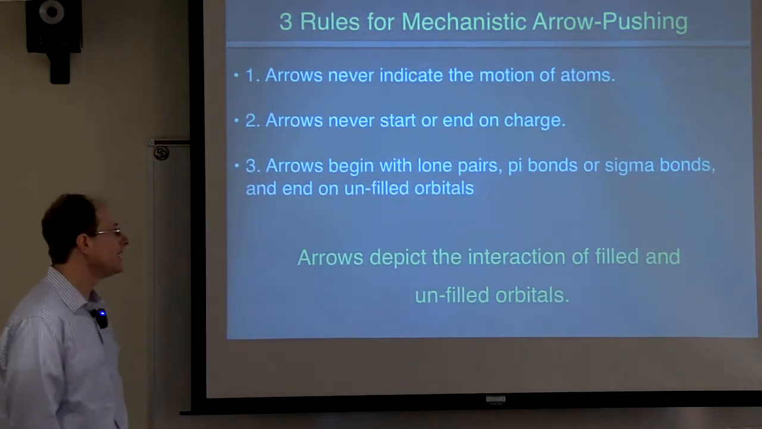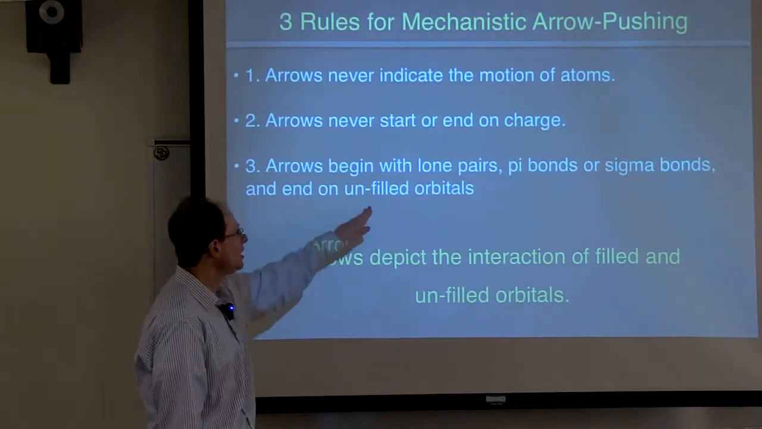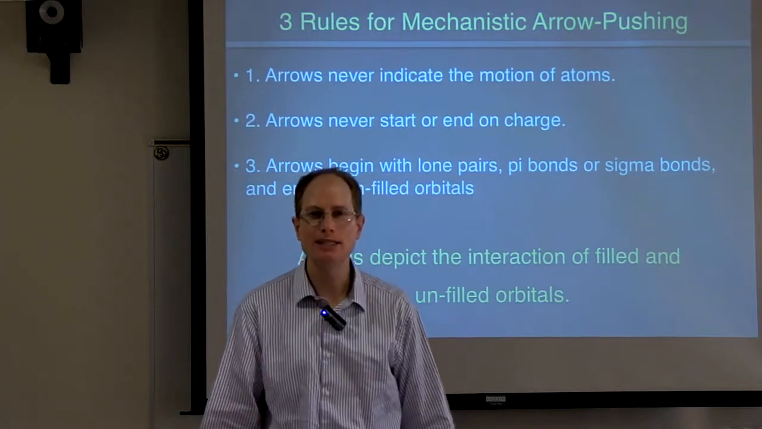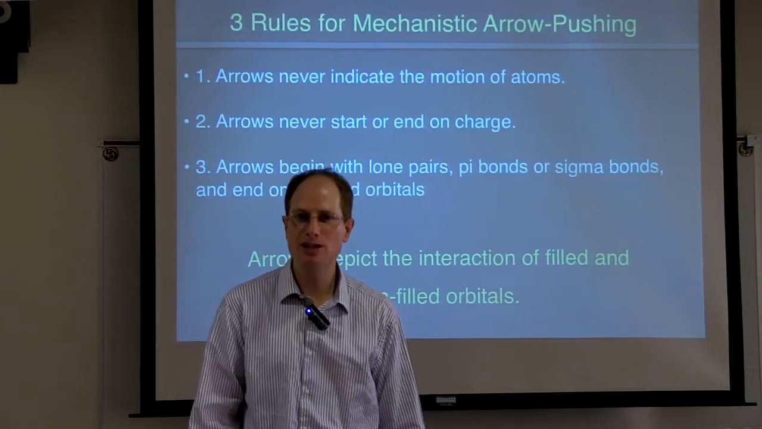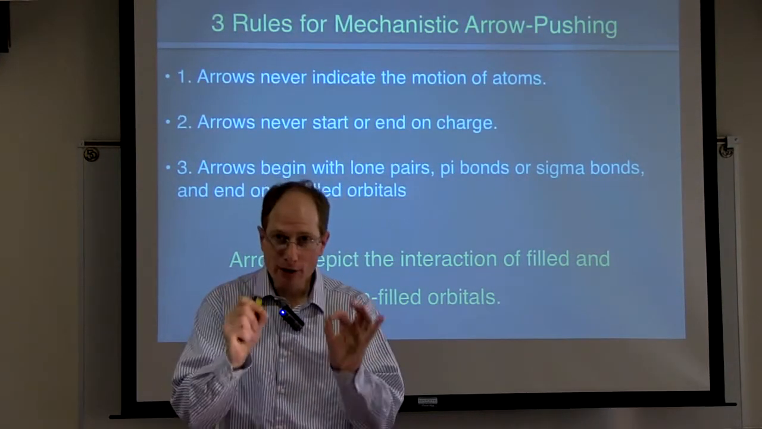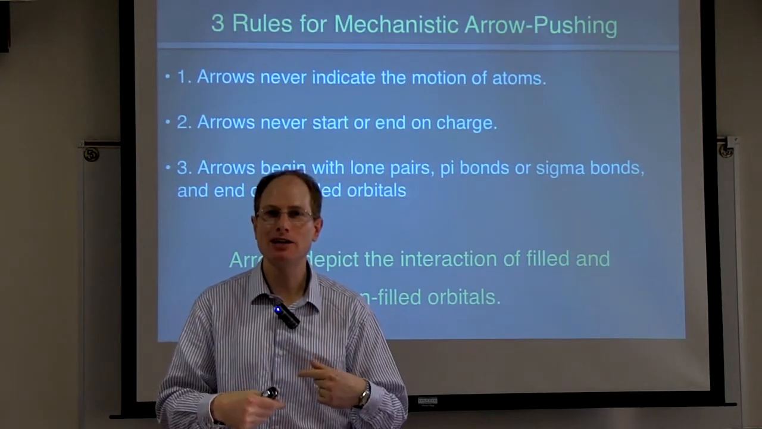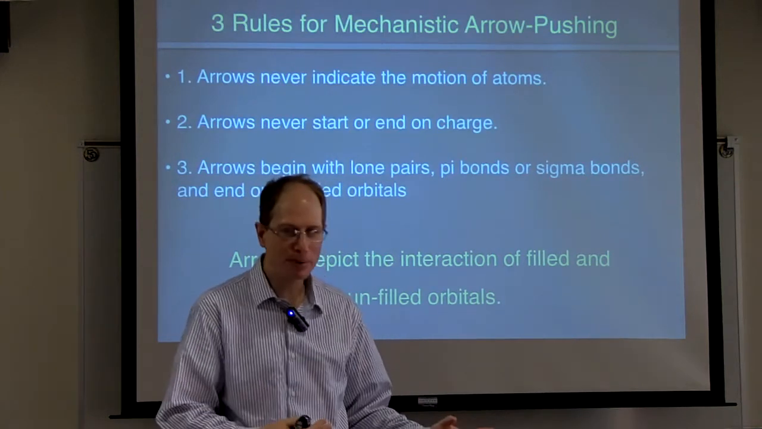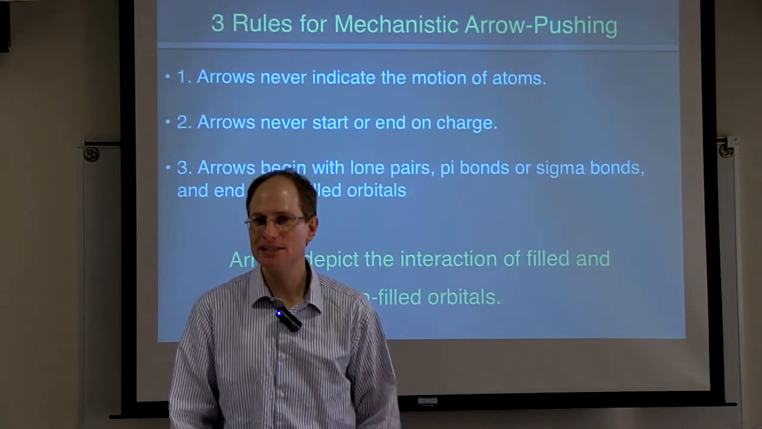Arrows begin with lone pairs, with pi bonds or sigma bonds, and end on unfilled orbitals. I want you to be really precise about how you draw these things. That precision indicates that you understand what is going on. Drawing your arrows to precisely end where that pi star orbital should be, you're telling me something. You're telling me a story. You're telling me where those electrons are going to appear, and in doing that, you're describing to me the reaction that's taking place.